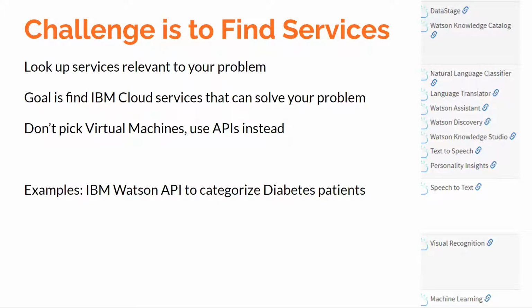Many of them have a lot of tutorials around them, and they are as easy as creating the model, or maybe just uploading data, or calling a web request and getting the results back and working on it. So like one of the examples I put here, maybe we are working with diabetes patients and you wanted to categorize those, and you may be able to use IBM Watson API to do that.